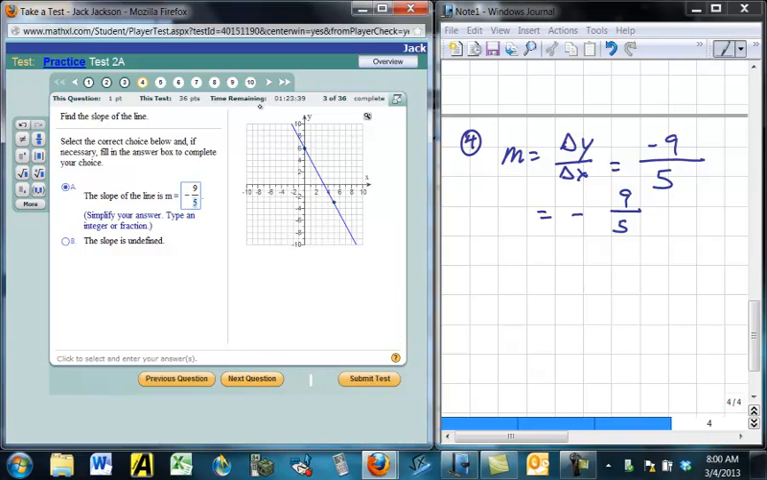Notice, just look at the line. We see it going down from left to right, so that is a negative slope. Just double check. Yeah, we have a negative slope, so that's good.